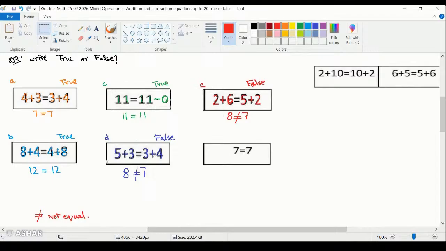What about the next part? 7 equals to 7. Very simple. Part F. That is 7 is equals to 7. That means they both are equal and it's kind of easy. We say they are true. Agreed?